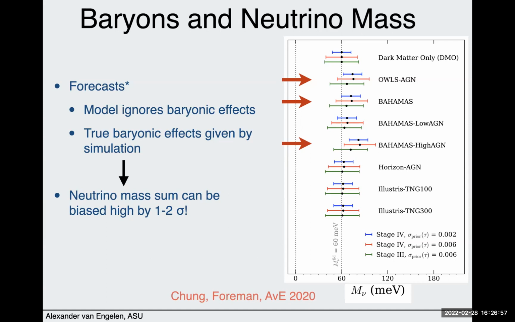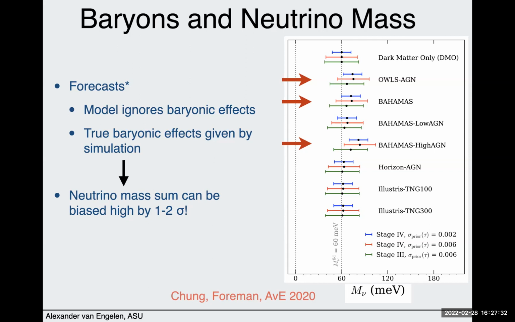Here's a plot of how much this is going to be in effect for neutrino mass measurements. So what's shown here is, if you just focus on the blue points, the statistical error bar is shown in blue. And then the amount of bias, if you ignore the fact that baryons are there, you're going to find that you have a higher neutrino mass than what you actually have. So that's a concern. And also the amount of this bias varies significantly depending on which of these hydrodynamic sims you trust.